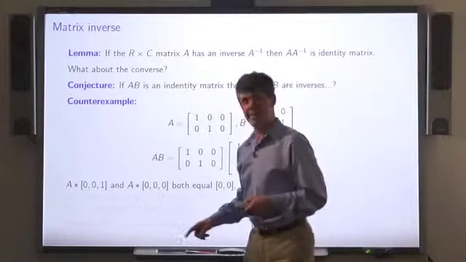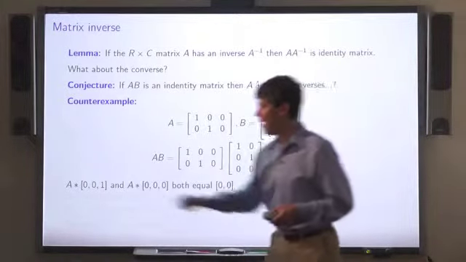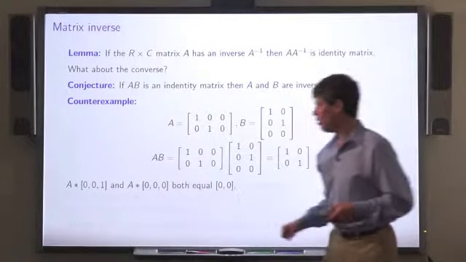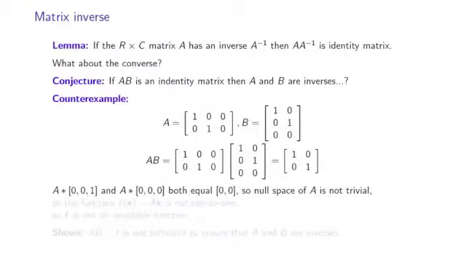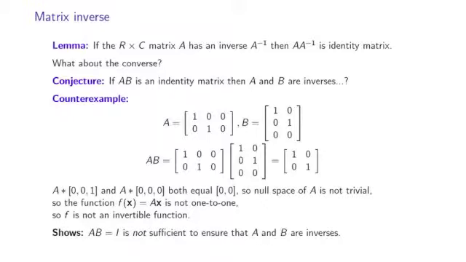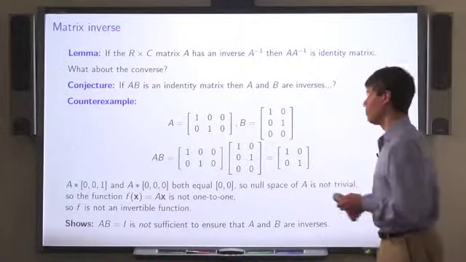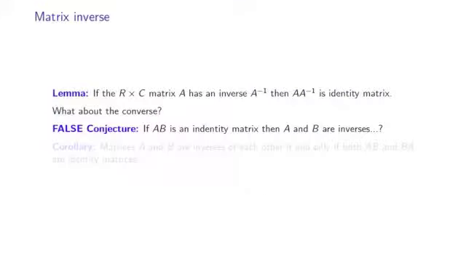In fact, we can see here that multiplying A by this vector and multiplying A by this vector both give you the zero vector. So the function corresponding to matrix-vector multiplication is not even onto. The null space of A is not trivial, and we know that that implies that the function is not onto. So f is not an invertible function, so the matrix A doesn't even have an inverse. So just because the product of two matrices is the identity matrix doesn't mean these matrices are inverses of each other. So it's a false conjecture.